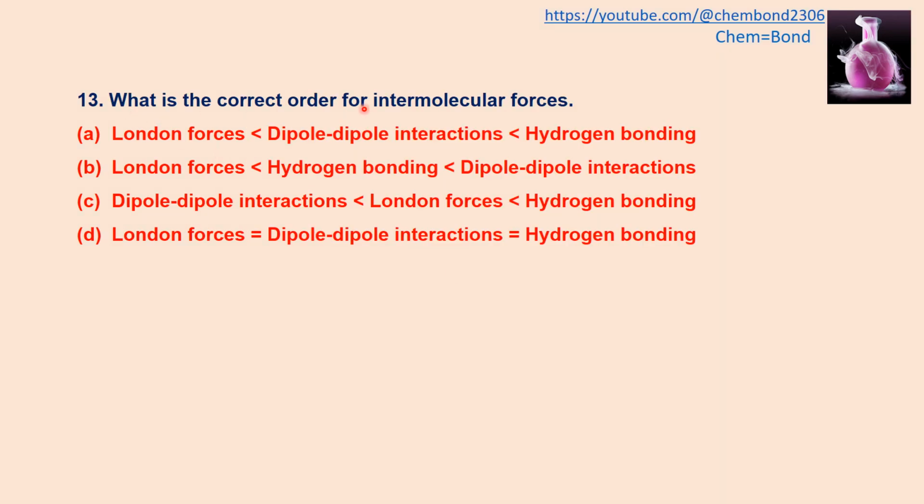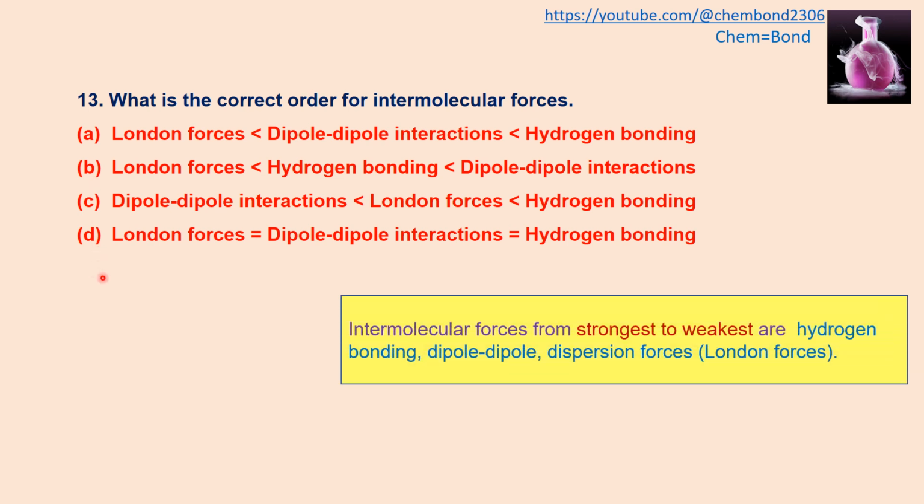What is the correct order for intermolecular forces? The four orders are given in decreasing order. The intermolecular forces from strongest to weakest are hydrogen bonding, dipole-dipole, and dispersion force, that is London forces. Among these options, the strongest is the hydrogen bond, followed by dipole-dipole and London forces. So A is the correct answer.